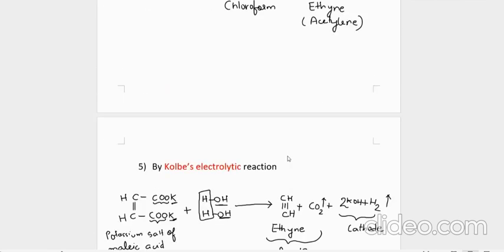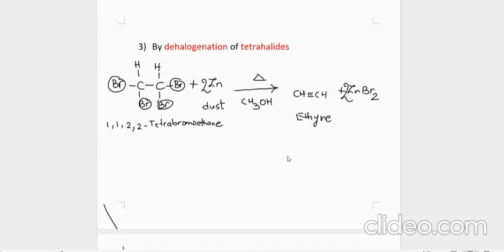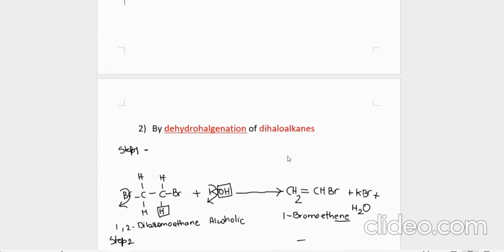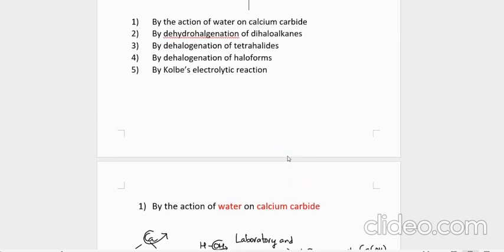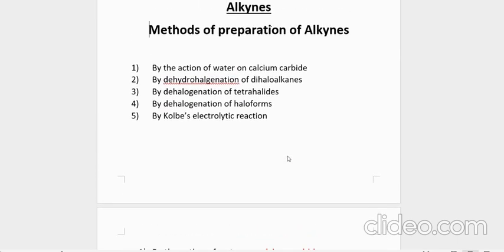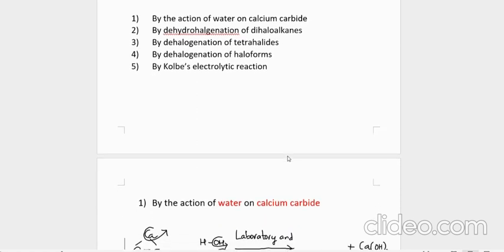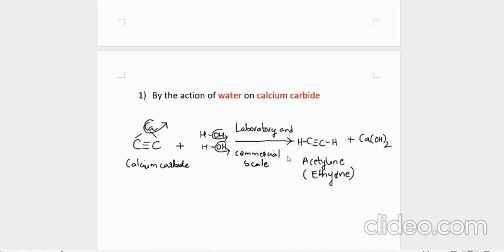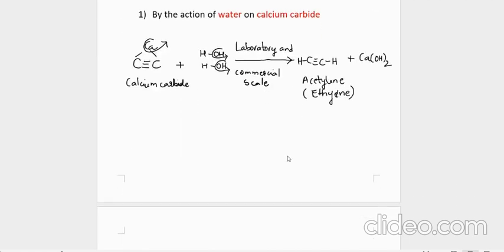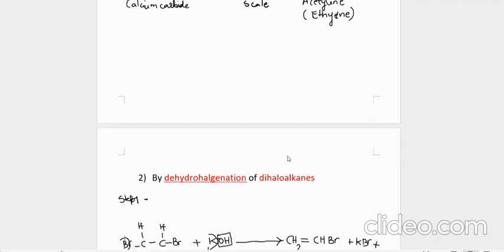Now we will quickly see what we have completed. We have seen five methods of preparation of alkynes. Coming to the first one, by the action of water on calcium carbide. Write down the structure for calcium carbide, that is C triple bond C attached to calcium atom, react it with two molecules of water, remove calcium hydroxide as a byproduct, and the remainder is acetylene or ethyne.